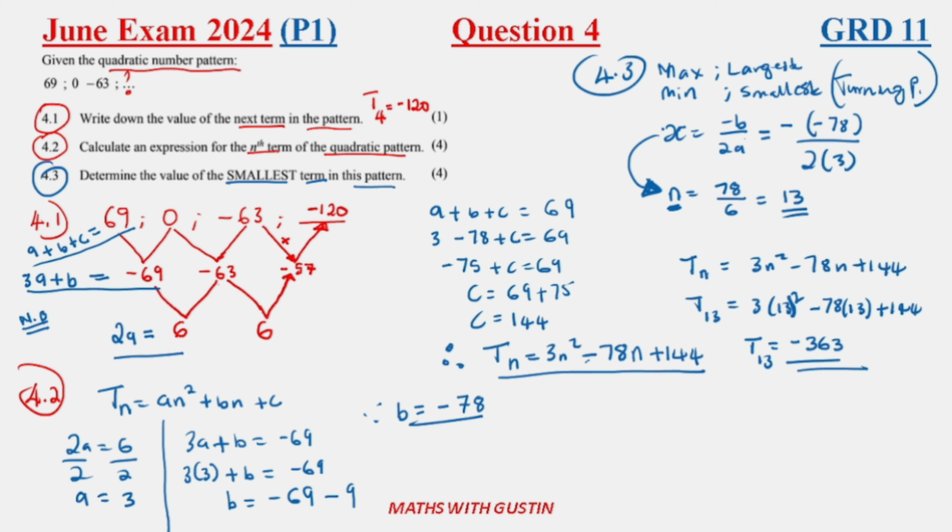I hope you guys really understood what I explained here in terms of minimum, maximum, largest and smallest number. This was a quadratic pattern. Let me see you on the next one, where we'll be doing question 5, and I believe question 5 is in functions.